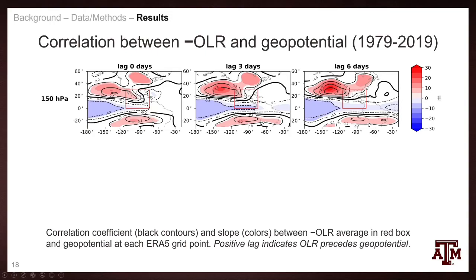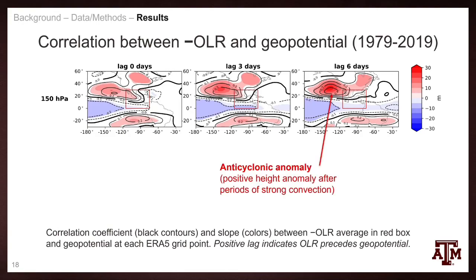At lag 0, you can see that the correlation is not very strong. Lag 0 means that the OLR and the geopotential are coming from the same time, so the correlation is not strong here. However, as the lag increases, for example at a lag of 6 days, there is a stronger correlation northwest of the box, which corresponds to a positive geopotential height anomaly. This indicates that after periods of strong convection, there tends to be this anticyclonic anomaly. The lag of 6 days means that OLR is before the geopotential. So if there's a period of strong convection, maybe after 6 days the atmosphere will respond, and you will tend to observe an anticyclonic anomaly here.